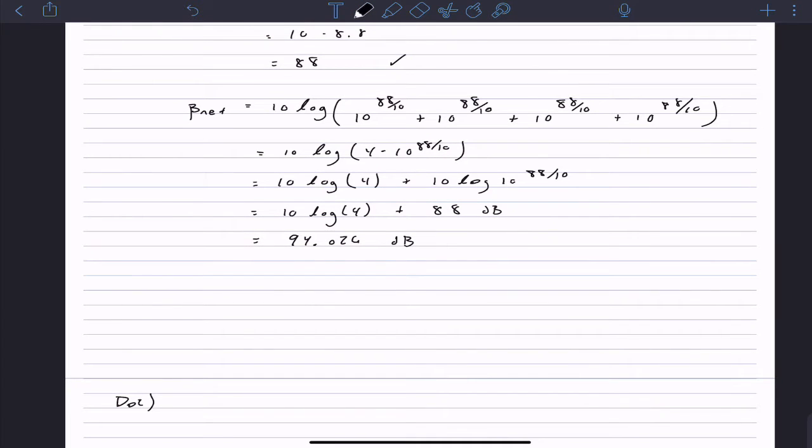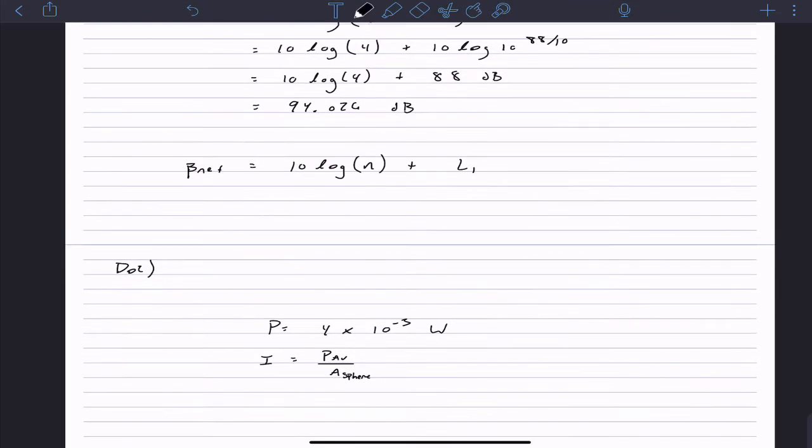We have this relationship here. If you have a bunch of sounds that are essentially the same decibel level and they're coherent, your net level is going to be 10 log times the number of sources plus the initial sound source. This is the increase in your level. So you take one of the sources, one level, here 88 decibels, and then add 10 log the number of sources. That gives you the answer.